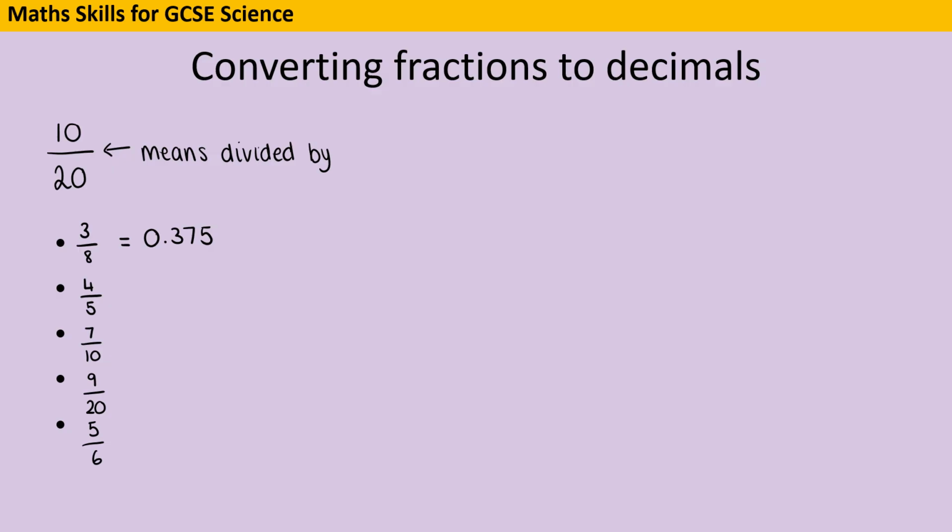Pause the video and have a go at the other 4 on your own. So 4/5 is 0.80, or 0.8. 7/10 is 0.7. 9/20 is 0.45. And 5/6 is 0.83 recurring.